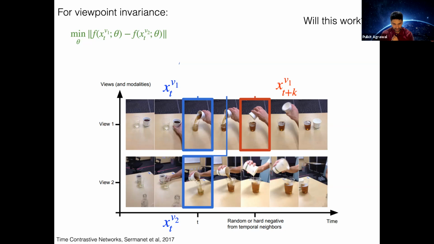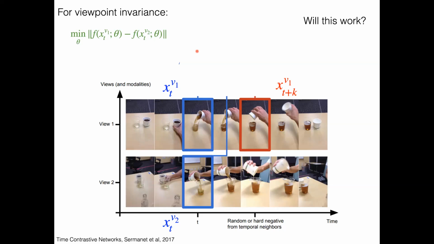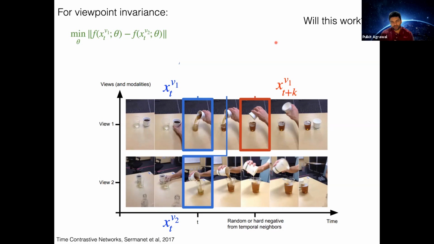I see something coming on the chat. Yes, so the first suggestion on the chat is, isn't it easy for the neural network to just make everything 0? So yes, what we will have is a trivial solution where everything becomes equal to 0 and this loss function will be minimized.